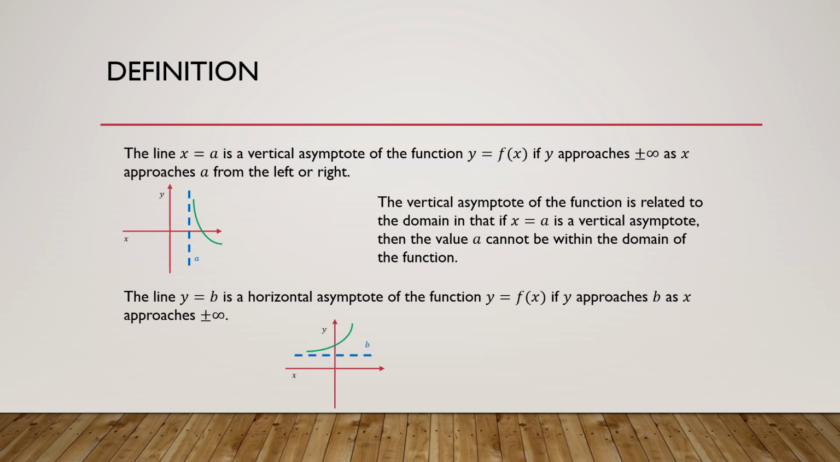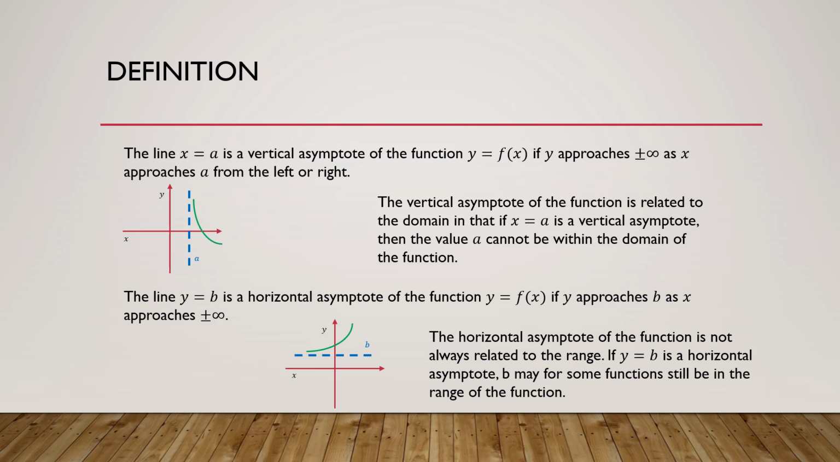The line y equals b is a horizontal asymptote of the function y equals f of x if y approaches b as x approaches positive or negative infinity. The horizontal asymptote of the function is not always related to the range. If y equals b is a horizontal asymptote, b may, for some functions, still be in the range of the function.